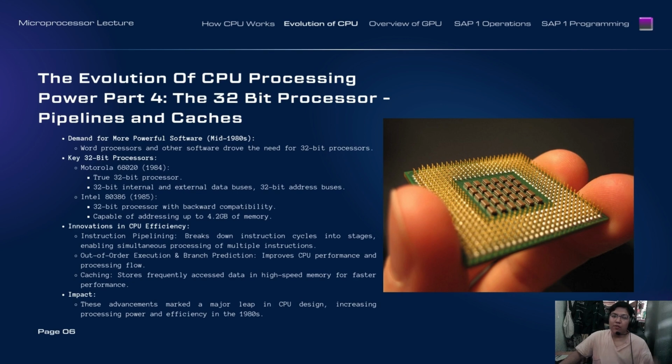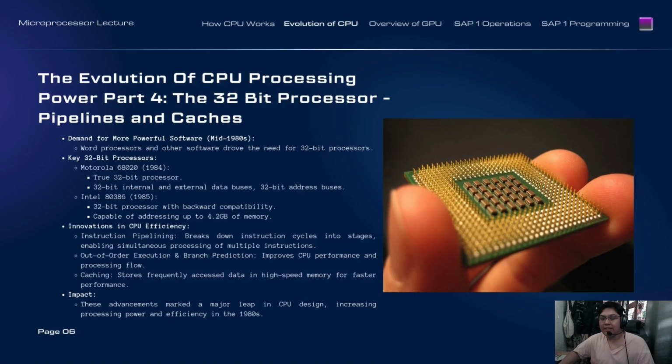So now, the evolution of CPU processing power has been a journey of continuous innovation, beginning with early systems that focused on simple arithmetic and basic computing tasks. The 1950s and 1960s saw the development of early mainframes and the transition from vacuum tubes to transistors, which paved the way for more efficient processing. In the 1970s, microprocessors emerged, revolutionizing computing by integrating all CPU functions on a single chip, leading to the rise of personal computers.